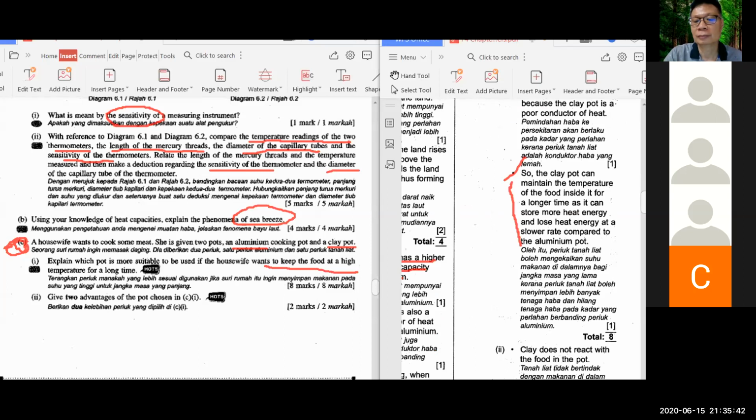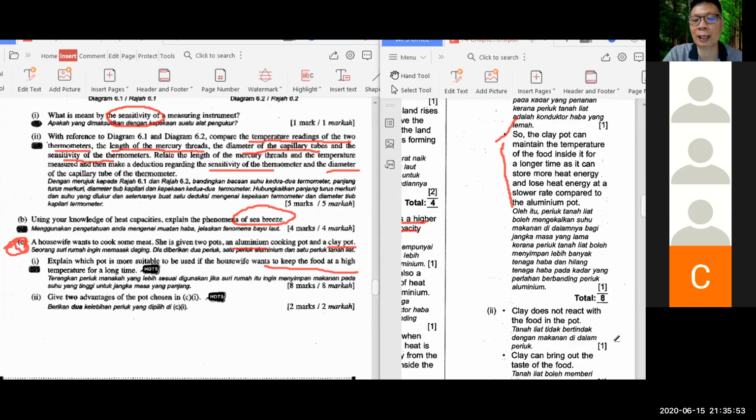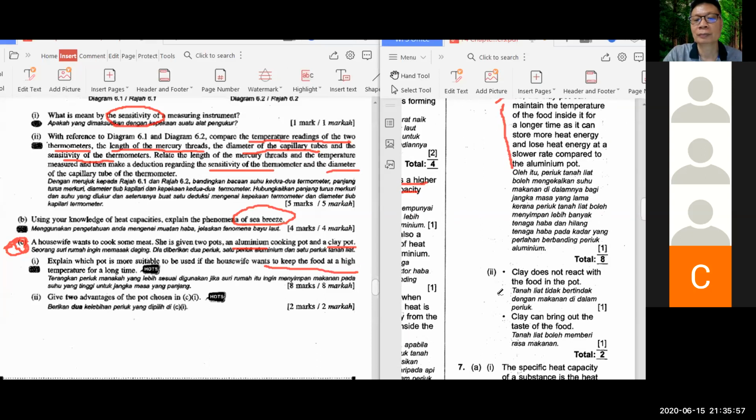So total 8 marks here. And the last 2 points are 2 advantages of the pot chosen, 2 advantages of the clay pot. So you can see here, the 2 advantages are, first one, clay does not react with the food. I told you just now, this is an advantage. The clay pot does not react with the food. And next one, clay can bring out the taste of the food.